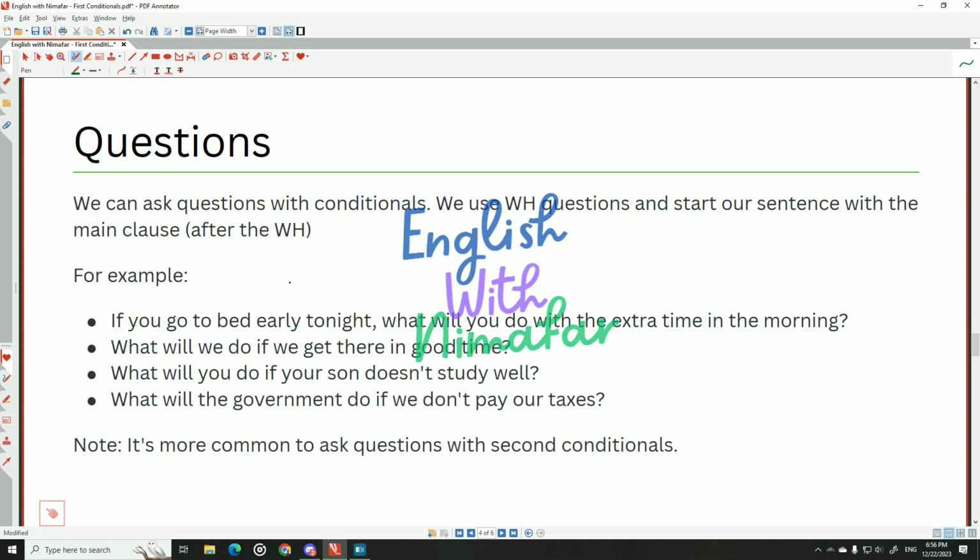For example, if you go to bed early tonight, what will you do with the extra time in the morning? With a questioning tone, we can say like this. What will you do if you get there in good time? In good time, we have different kinds of expressions for time.